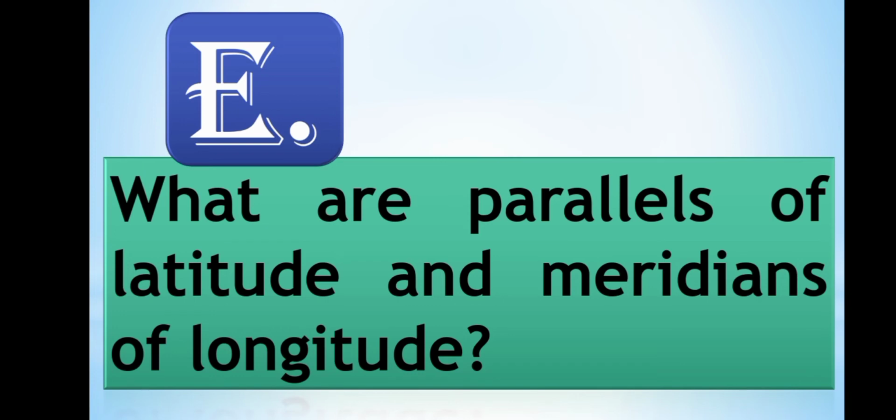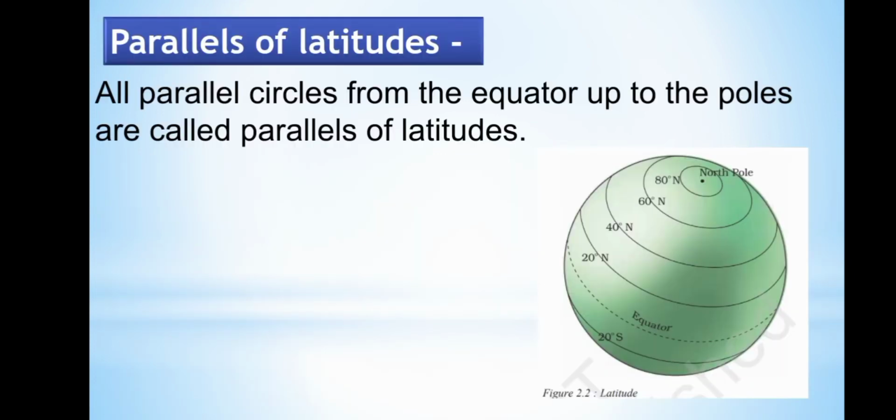What are the parallels of latitudes and meridians of longitudes? So what are the parallels of latitudes? Very simple, these are latitudes. And meridians of longitudes, simple, these are asking about longitudes. So here it is. For parallels of latitudes, you need to mention that all parallel circles from the equator up to the poles are called parallels of latitudes. You know children, these are all horizontal imaginary lines available on earth. These are latitudes. Here it is.